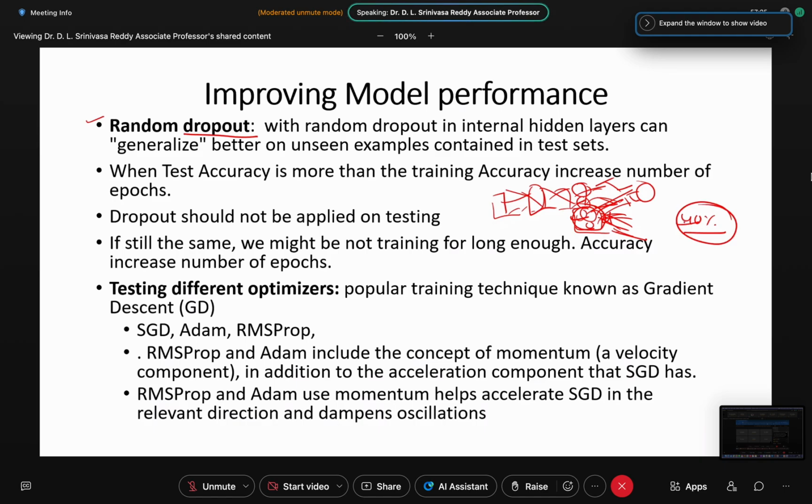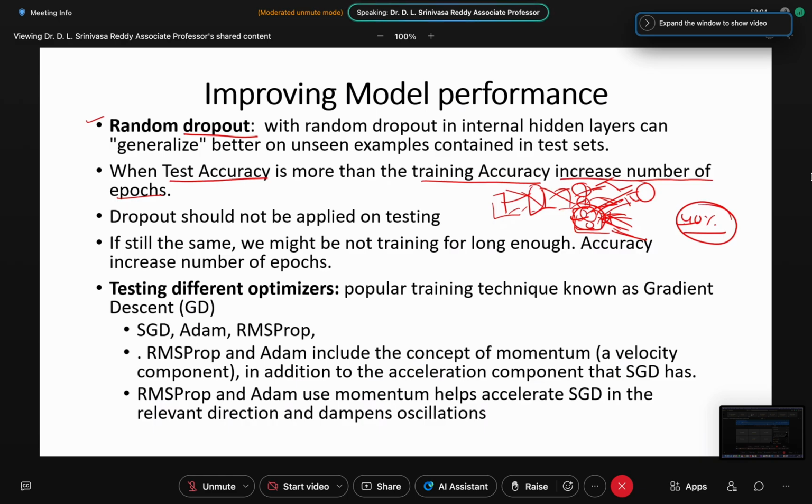So when you test, suppose the testing accuracy is more than the training accuracy as you increase the number of epochs. That becomes overfitting. The test accuracy must not be more than the training accuracy. If the test accuracy is more than the training accuracy, that is overfitting.